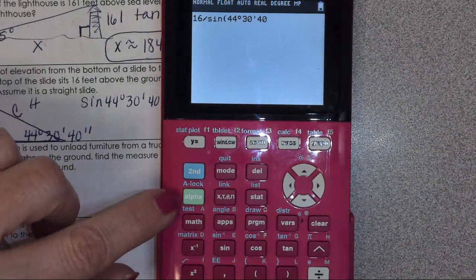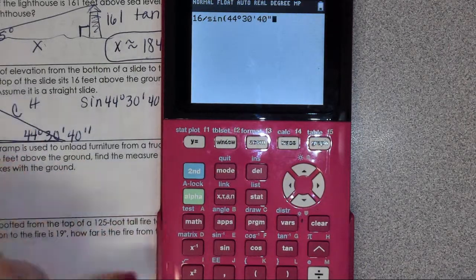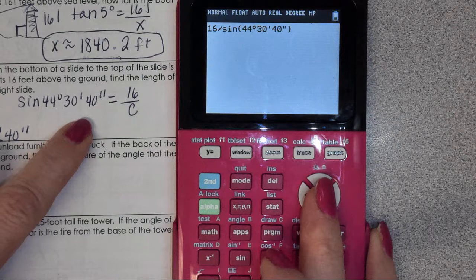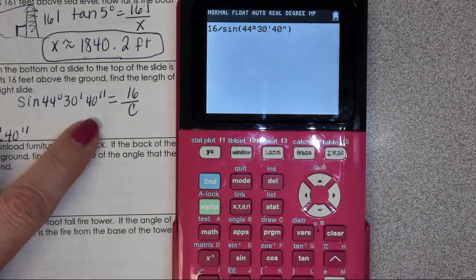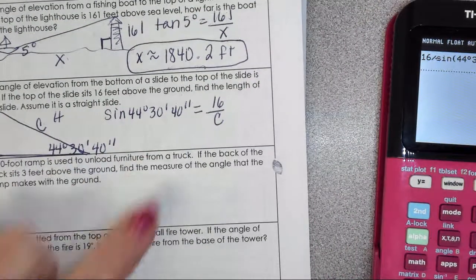So I'm going to do alpha to get that. That's the way I have to type that in. So I had to do 16 divided by that. Now I push it, and it's 22.8.